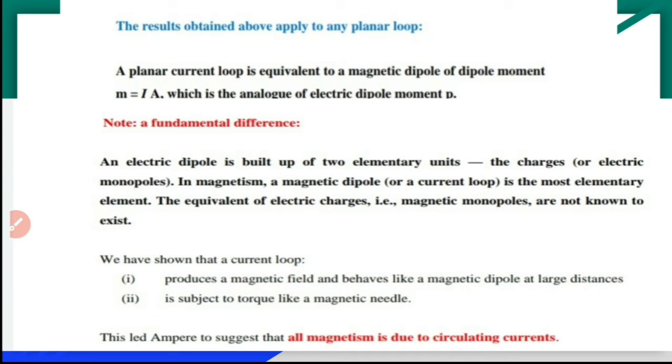A bar magnet exists only as a bar magnet. Both North Pole and South Pole exist together. So that is a main difference between electrostatics and magnetism. In electrostatics, we have two independent charges, positive charge and negative charge. But in magnetism, magnetic monopoles do not exist.